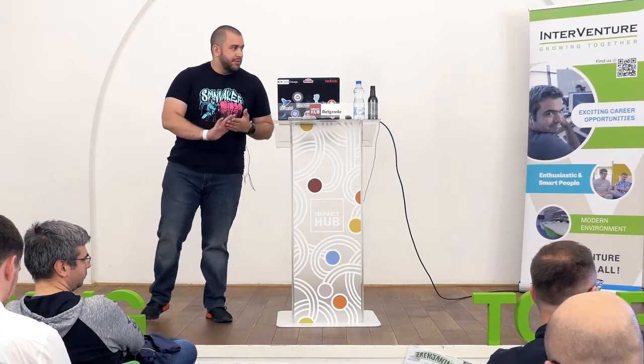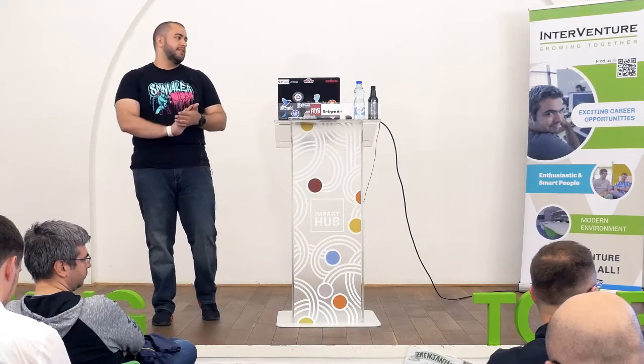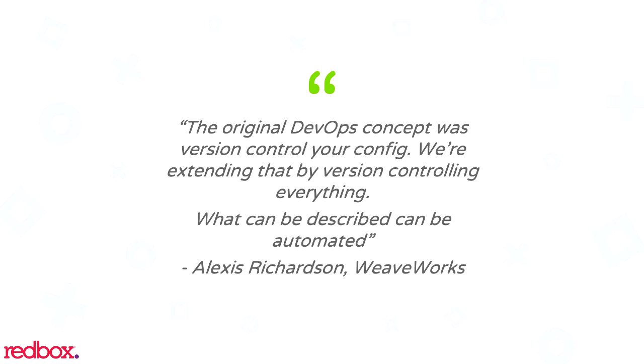So this is a really good quote by Alexis Richardson from Weaveworks. The original concepts of DevOps were to just version control your config. What is the property file? Database URL, database password. With GitOps, we're extending that by version controlling everything, the whole thing, or as much as can be. What can be described can be automated.